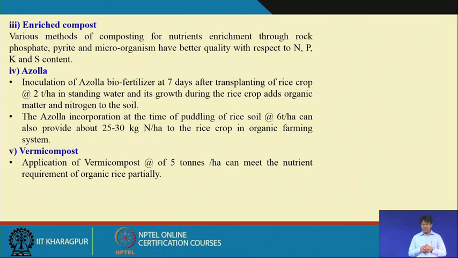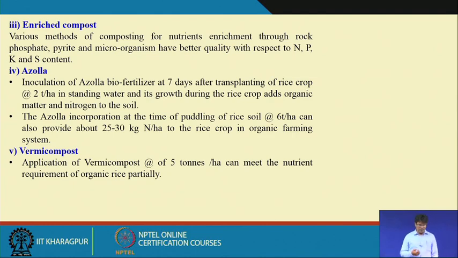We can have enriched compost production, and we can have azolla, the inoculation of azolla biofertilizer at 7 days after transplanting of a rice crop at 2 tons per hectare in standing water, and its growth during the rice crop adds organic matter and nitrogen to the soil. Azolla also can be incorporated at the time of puddling of the rice field at 6 tons per hectare, and can provide around 25 to 30 kg per hectare for the rice crop in organic farming systems. Vermicompost at 5 tons per hectare can meet the nutrient requirement.